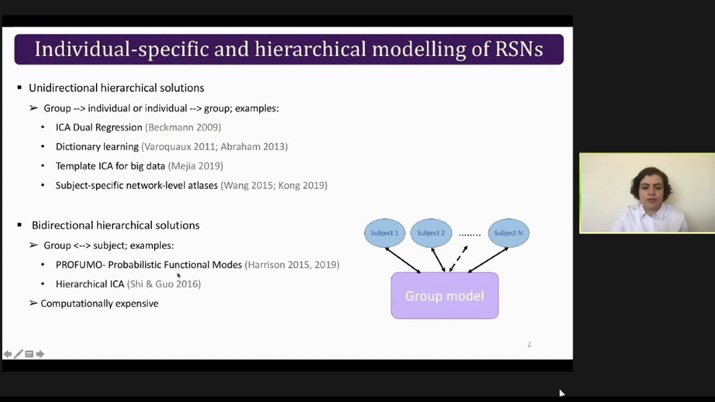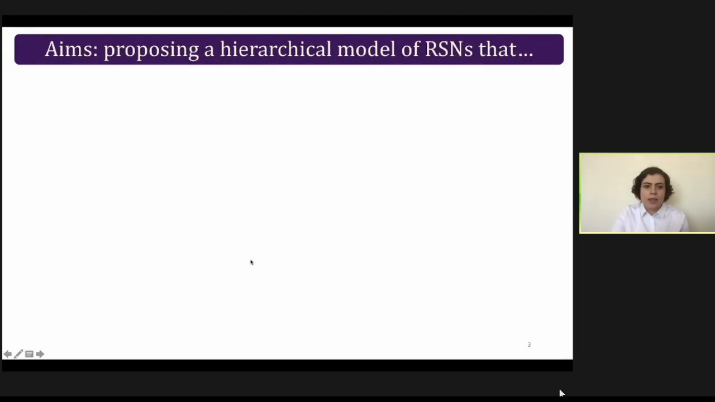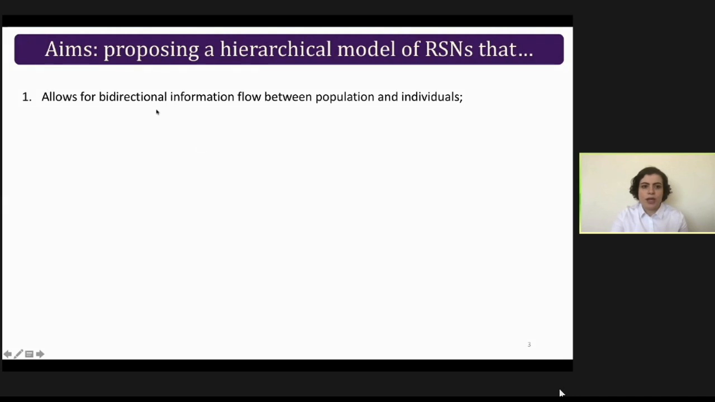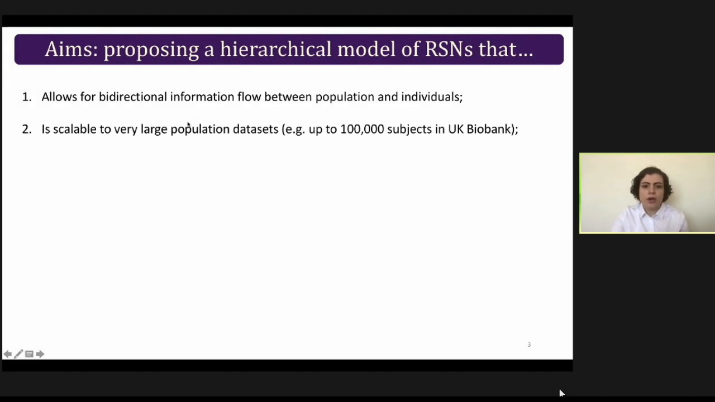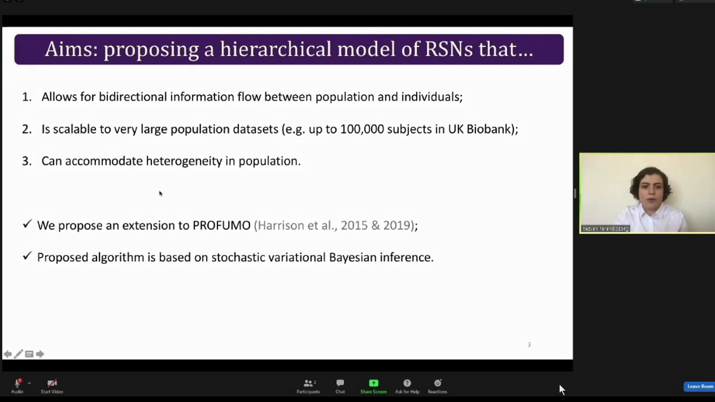And one such model is the framework of probabilistic functional modes, or PROFUMO, that Sam Harrison and colleagues proposed a few years ago. In this study, we wanted to continue on that work and get a hierarchical bidirectional model of RSNs, but we also want our model to be scalable to very large population data sets, such as UK Biobank, that is expected to have 100,000 subjects. And as can be expected for such large population data sets to include heterogeneous populations, we want our model to be able to accommodate heterogeneity in the data as well. For that purpose, we propose an extension to PROFUMO, and our model is based on a stochastic variational Bayesian inference.